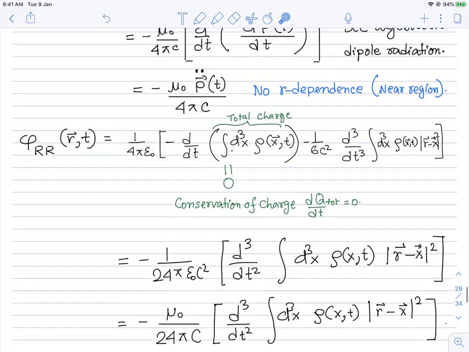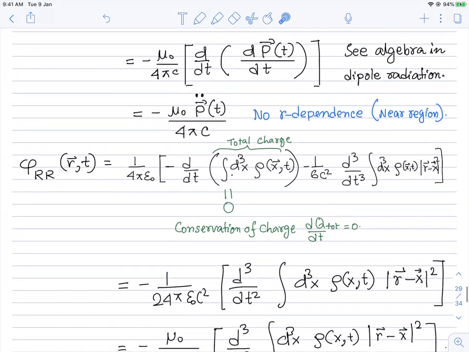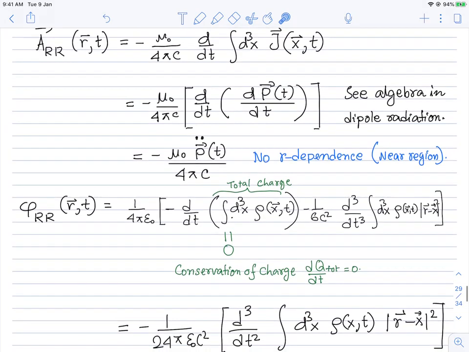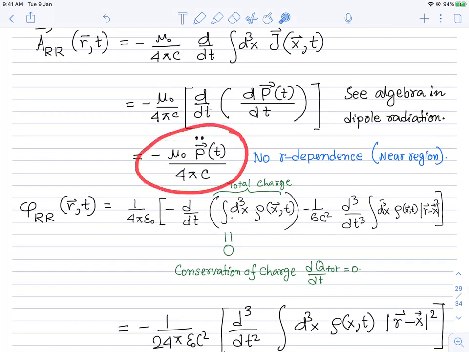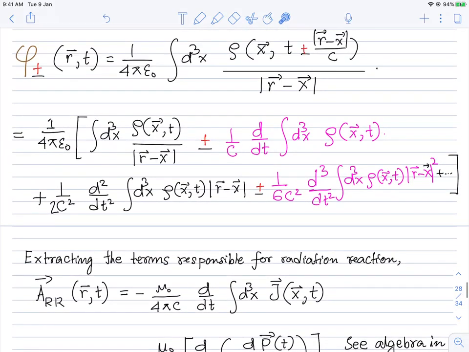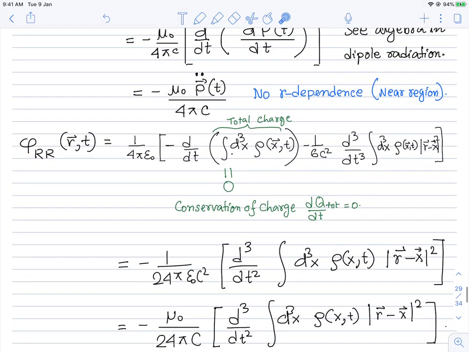So now if you take this, this is the expression that you will get, the algebraic expression. It's given in terms of the double time derivative of the dipole moment and no R dependence. So for phi, I had highlighted two terms here which are different in sign, this term and this one. So let's put them together and try to analyze them, and that I have called radiation reaction phi.